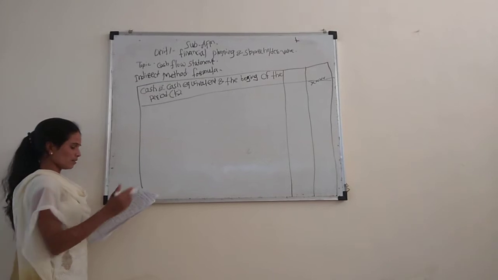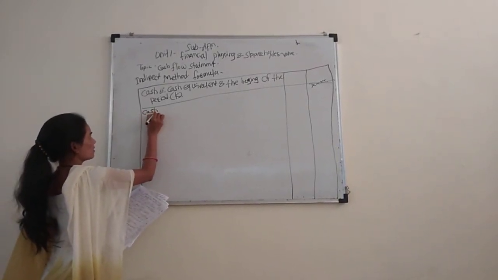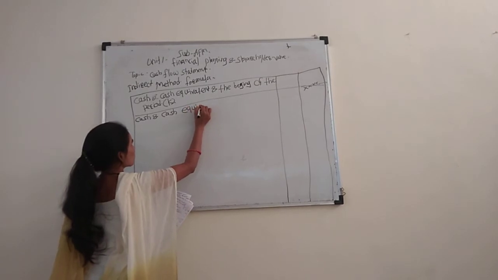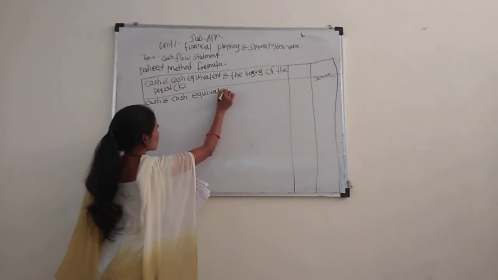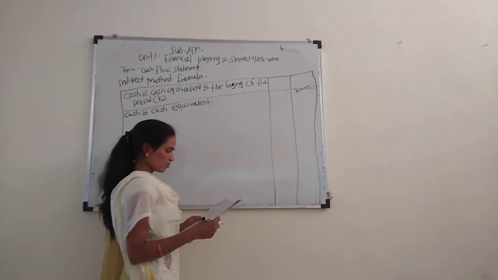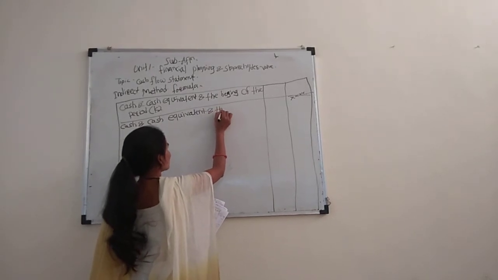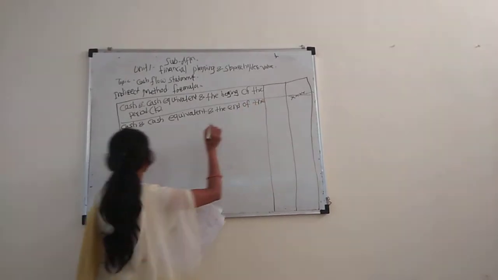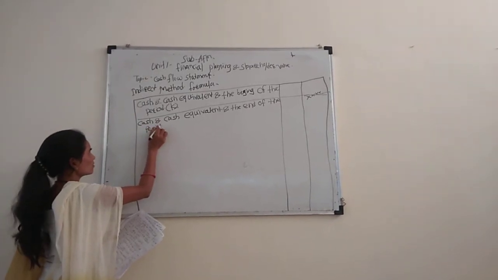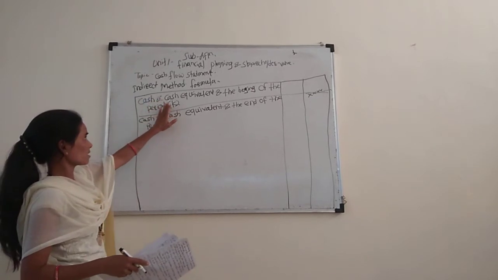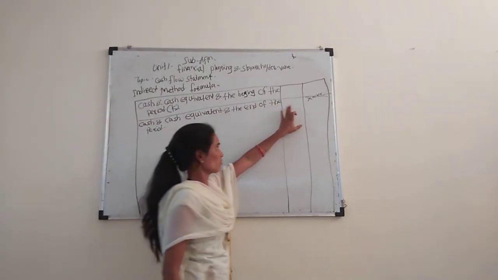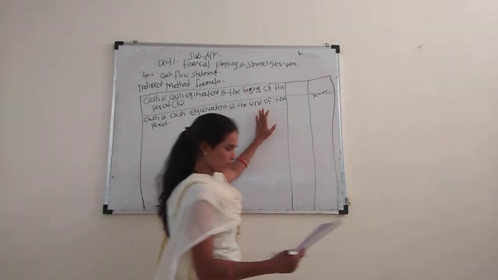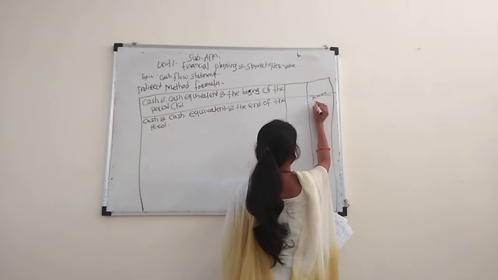The next one is cash and cash equivalent at the end of the period. So the condition: cash and cash equivalent at the beginning of the period, this amount in the last column, and the next one is cash and cash equivalent at the end of the period, amount in the last column.